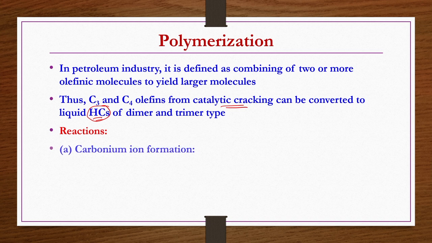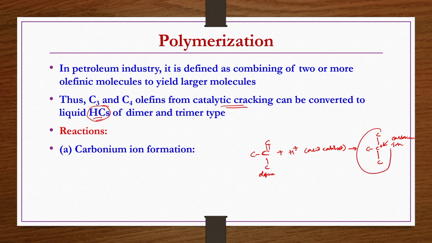Let us say you have an olefin. So this is one olefin. It reacts with the hydrogen free radical in the presence of acid catalyst. It will form a carbonium ion like C, C plus, C, C. So now this plus is a carbonium ion. Carbonium ion formation is taking place. This ion will undergo addition reaction with an olefin like C, C, C, C. This carbonium ion is reacting with olefin.